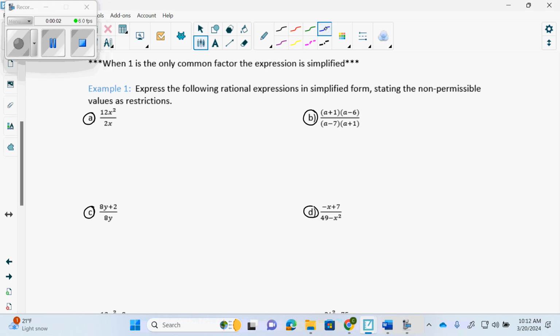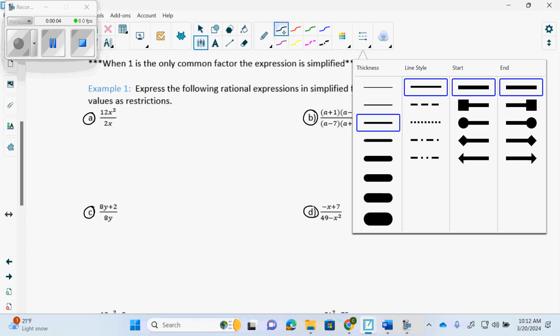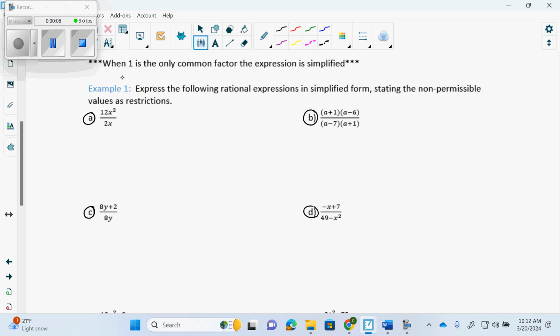So I asked you to do the non-permissible values for these. So we have a 2 and an x, yes? So my denominator is 2x. I can do this if it's a monomial. Monomial means no plus or minus sign, correct? Monomial means one term. A binomial is more than one term.